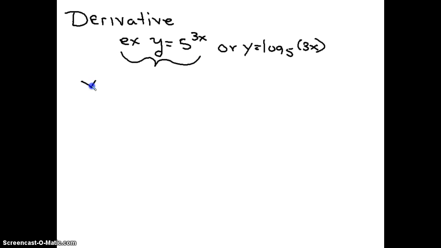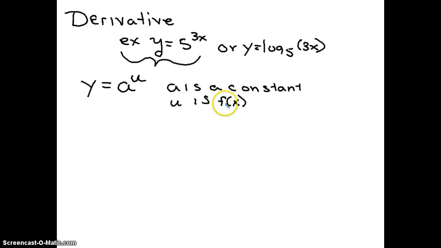And this form is y equals a to a function power. So a is a constant, and u is a function. And u has to be a function that we know how to take the derivative of. And so we have no idea of what this particular rule happens to be.